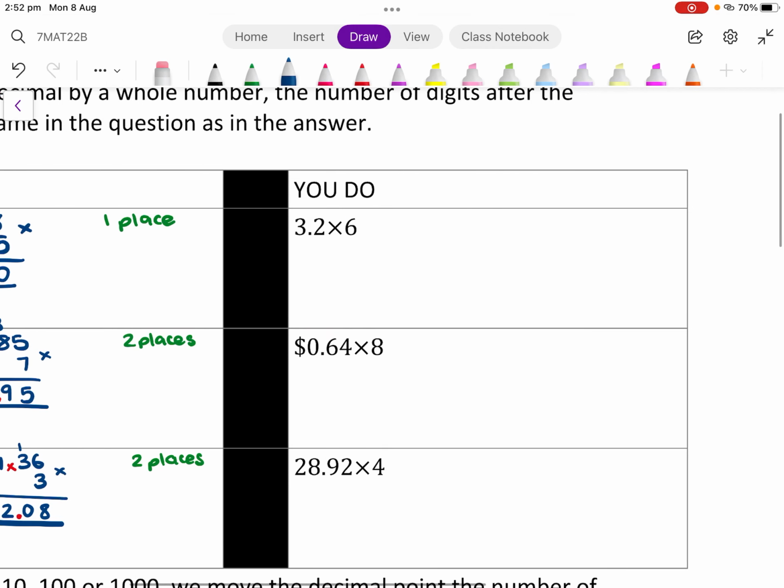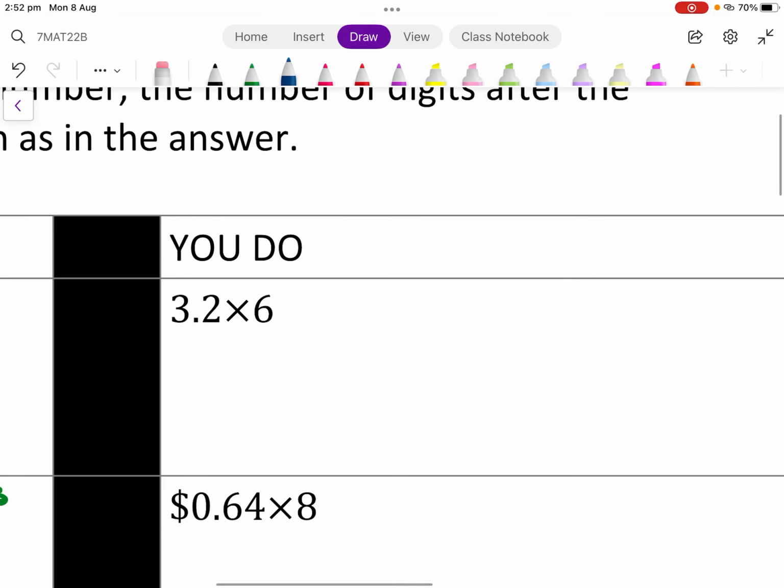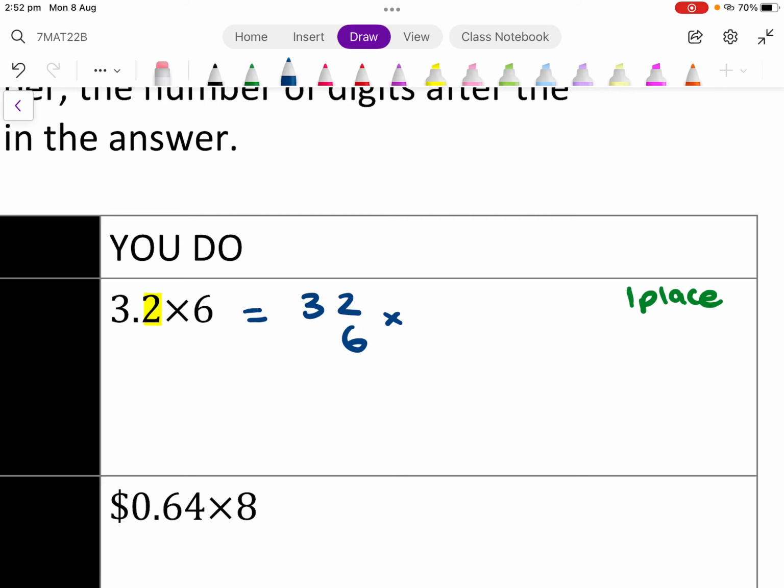For this first You-Do question, you should have seen that there is one number after the decimal point, so we want one number after our decimal point in our answer as well. You should have gone 32 times 6. 2 times 6 is 12, 3 times 6 is 18, plus the 1 is 19. We want one place after our decimal point, so our answer should be 19.2.